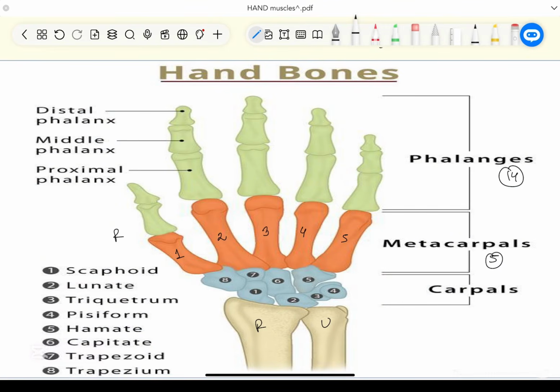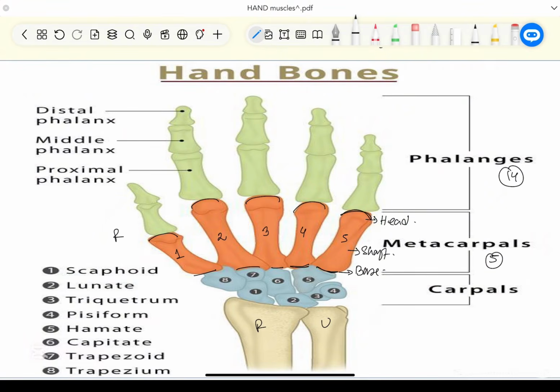Now, each of the metacarpals has 3 parts. One part which is related with the carpals, this section is called the base. Then the middle area is called the shaft, and the distal area, as it is round, is called the head. So each metacarpal has 3 parts: base or proximal end, shaft and distal end, or head. The first metacarpal also has base, shaft and head.